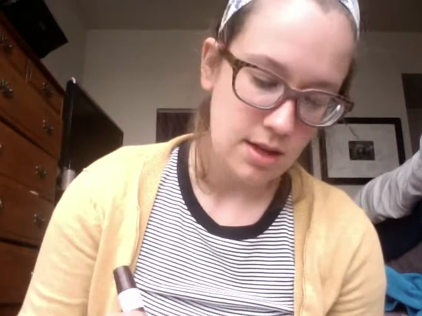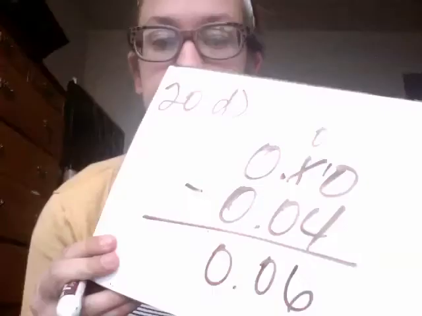Let's skip on down to D, as in dog. D as in dog. You do it, I'll do it here. 1 tenth minus 4 hundredths. Okay, I'm going to reveal it.